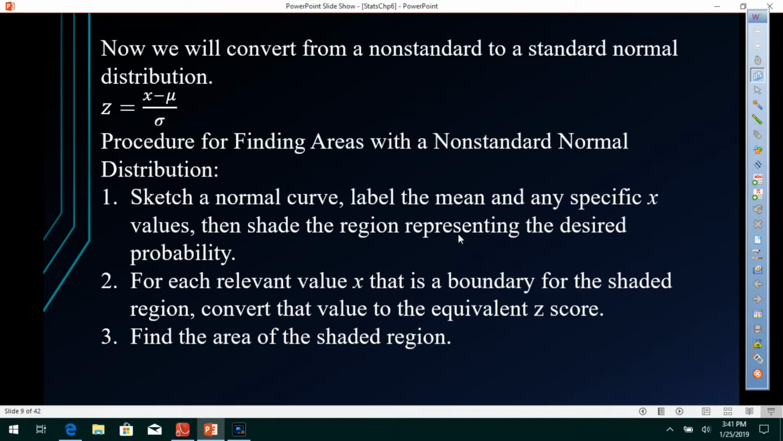Procedure for finding areas with a non-standard normal distribution. Sketch a normal curve. Label the mean and any specific x values, then shade the region representing the desired probability. For each relevant value x that is a boundary for the shaded region, convert that value to an equivalent z-score, and then find the area of the shaded region. So that's the procedure we're going to use.